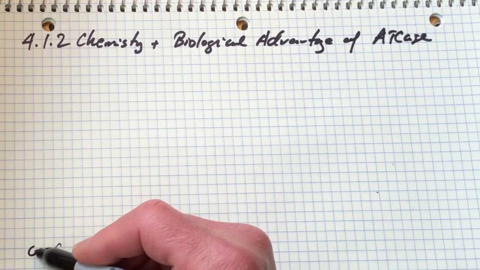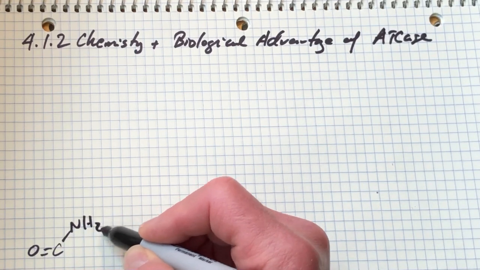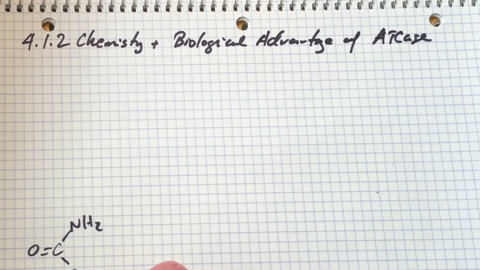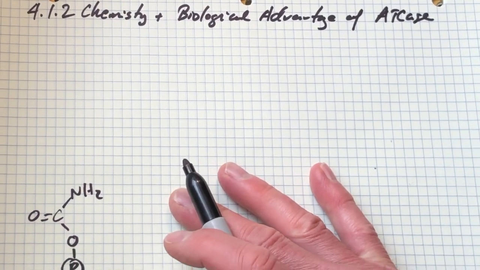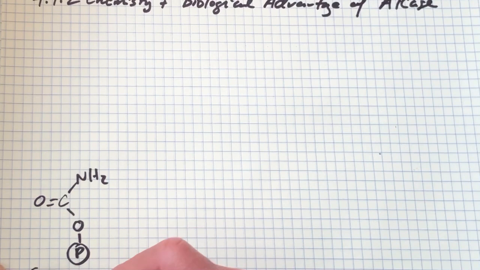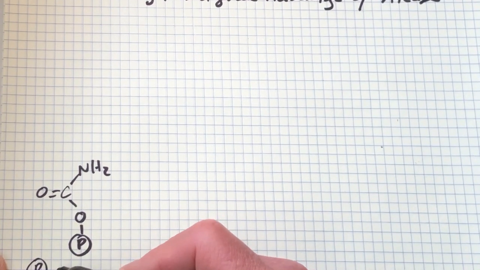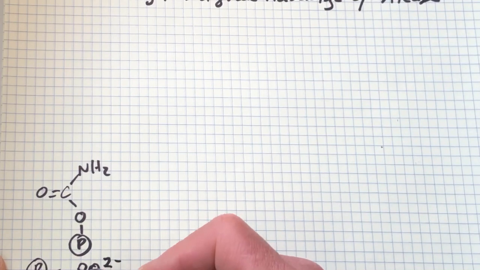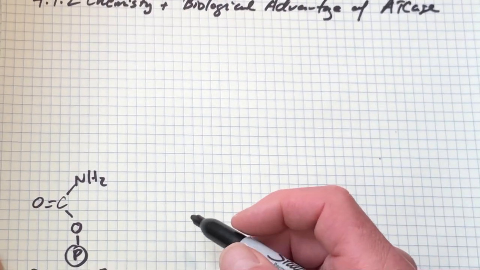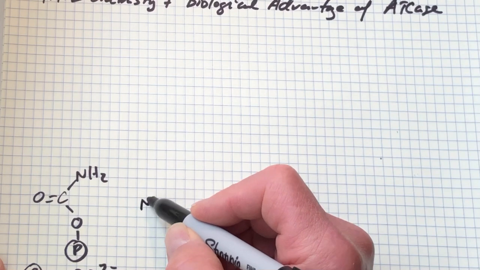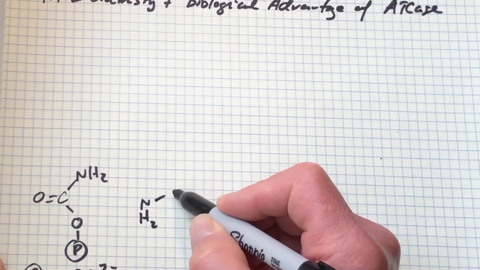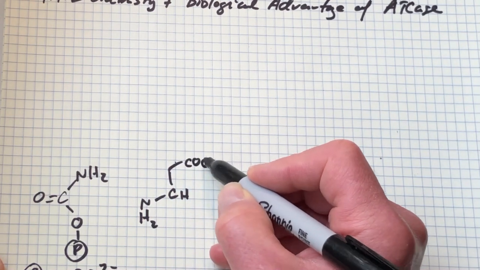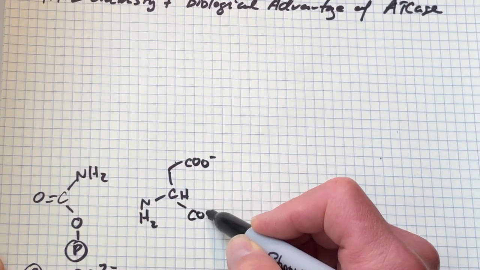Here's the carbamyl group. It's attached to phosphate, making it a high energy molecule. Here, phosphate is an abbreviation for this chemical entity right here. And here's aspartate with its amino group, alpha carbon, side chain, and carboxylic acid functional group.